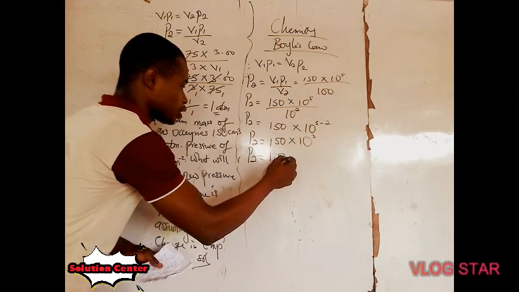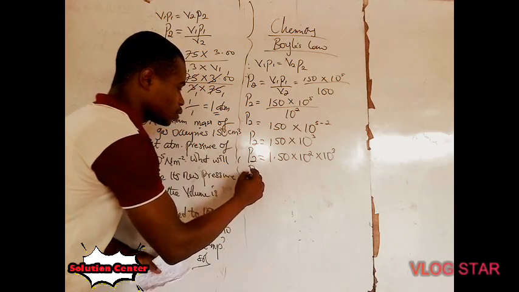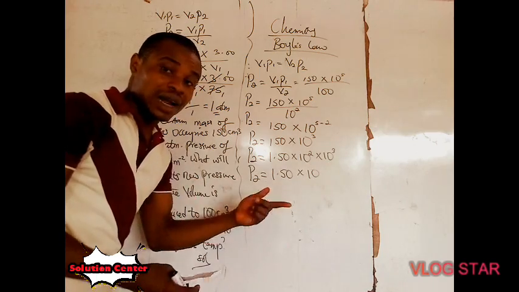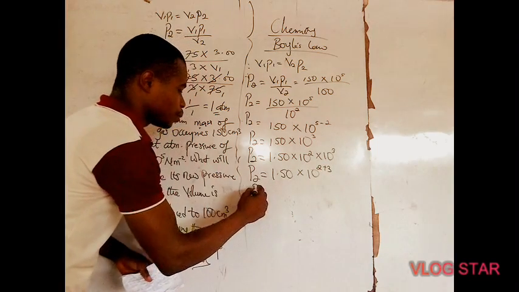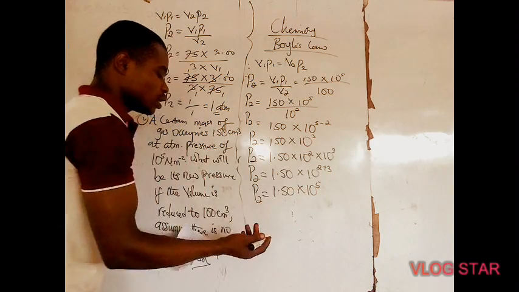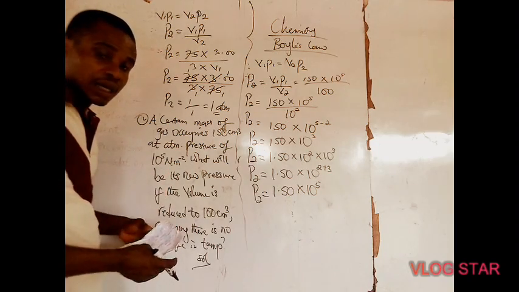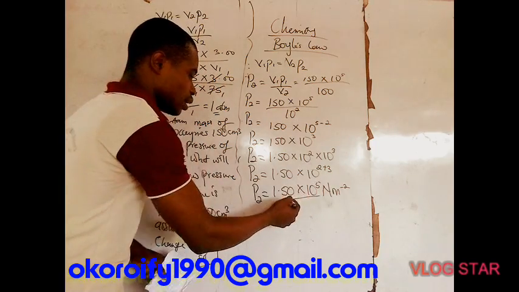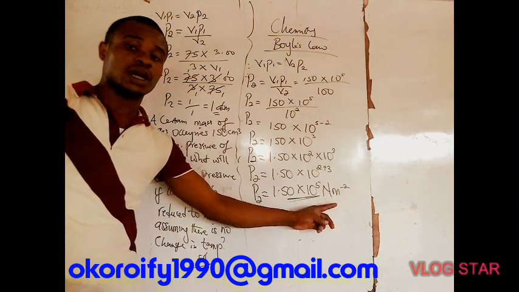So definitely here, you change 150 to standard form. P2 is equal to 1.50 times 10 raised to the power 2, then times 10 raised to the power 3. Because the bases are equal and they are multiplied, their powers should be added together. So we have 2 plus 3. P2 is equal to 1.50 times 10 raised to the power 5. Then the pressure given to us, what is the unit? The pressure given was in Newton per meter square. Then the final pressure of the question is 1.50 times 10 raised to the power 5 Newton per meter square.